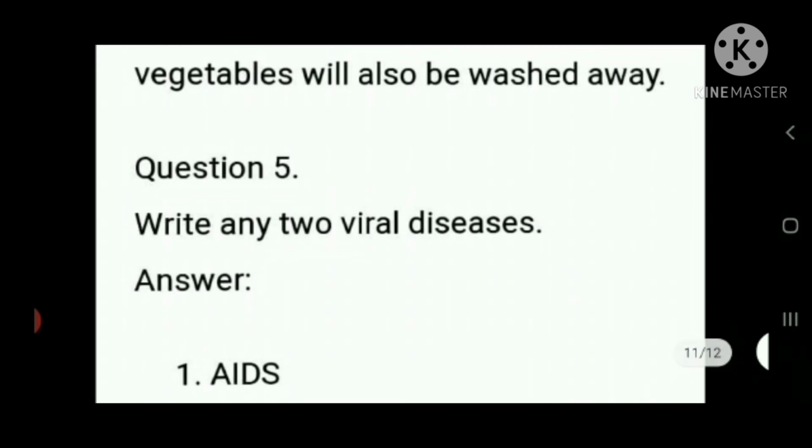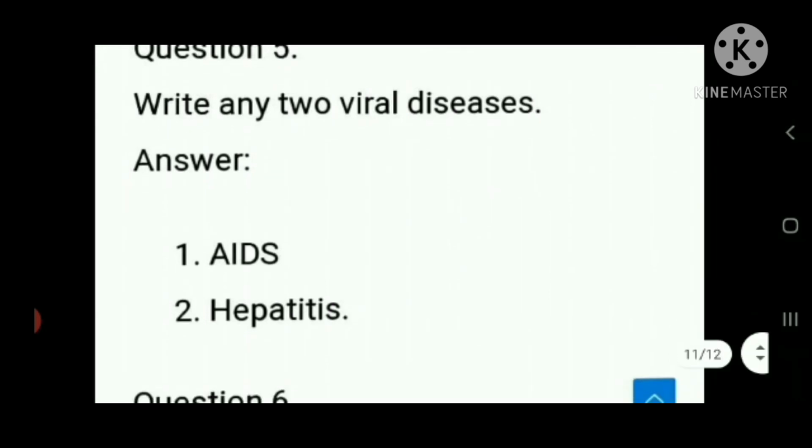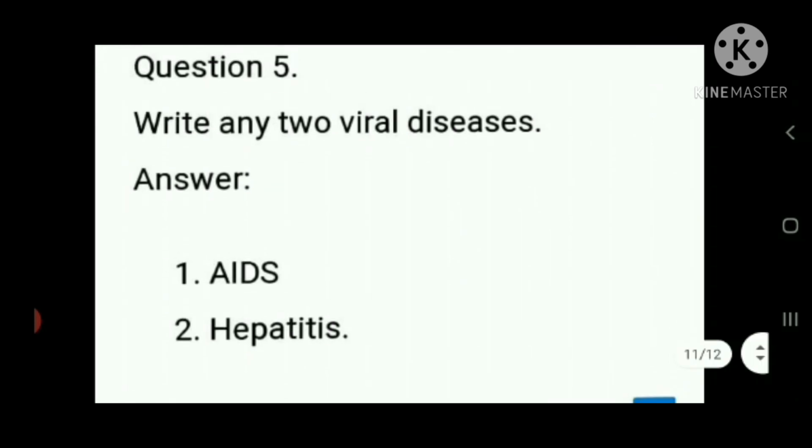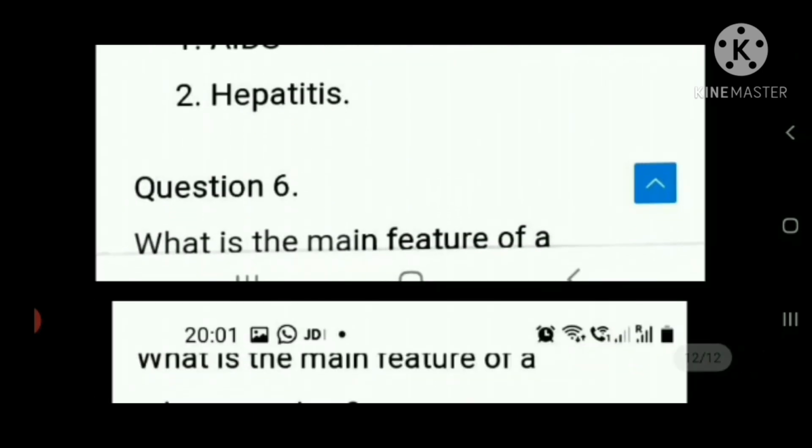Now coming to the fifth question. Write any two viral diseases. They have given us hepatitis and AIDS. You can also include, of course, corona. It's a viral disease. So, two viral diseases: AIDS, hepatitis, and corona.